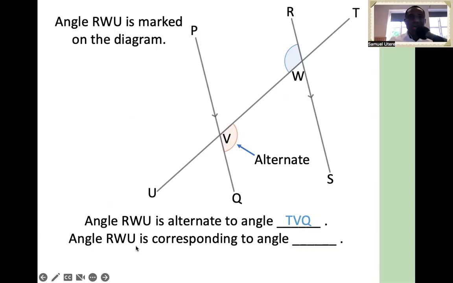Angle RWU is corresponding to which angle? Of course, you know the F shape links corresponding angles. So it has to be here. And then we can say that angle is corresponding, that position there, and it is PVU. All right? PVU.